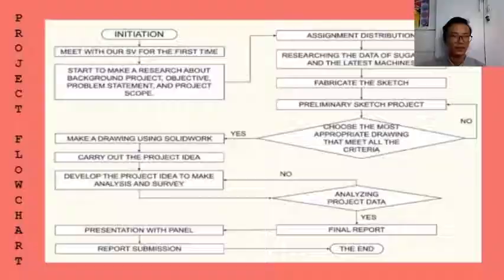Okay, we start off with meeting our SV and then start researching about the background of the project, objective and project scope, and then distribute assignments and do some research about sugarcane data and the latest sugarcane machines. And then we fabricate some sketches and choose the most appropriate sketch drawing that meets all of our criteria, to draw it using SolidWorks. Then we carry out the project idea, develop the project idea to make analysis and survey. We do some project analysis and then the final report. Next is a presentation with panels and then report submission.